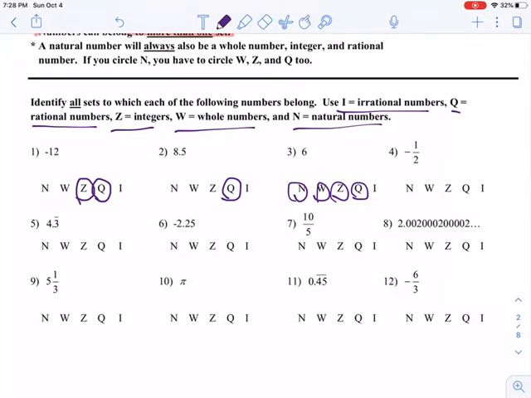All right, and an example of irrational would be number 10 and number 8. Those would be irrational. No pattern. 8 looks like it kind of has a pattern, but it's not repeating, and it doesn't end.